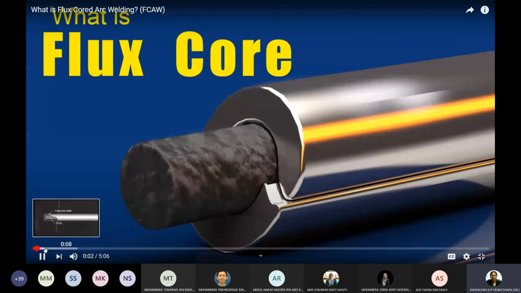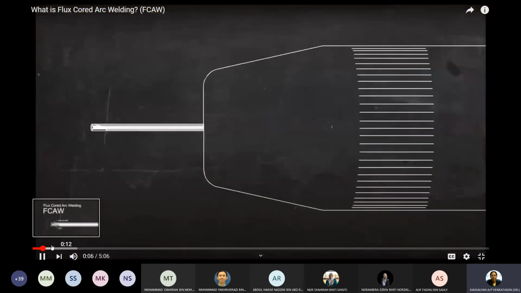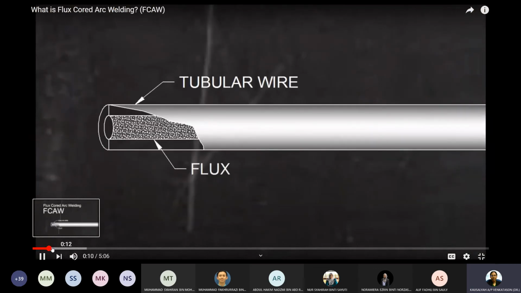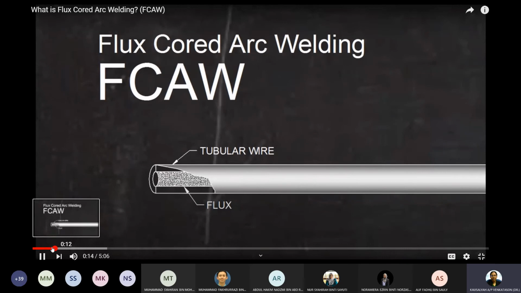What is flux core welding? Flux core is an arc welding process that uses a tubular wire electrode with a flux-filled inner core. The American Welding Society calls this process flux core arc welding, or FCAW.